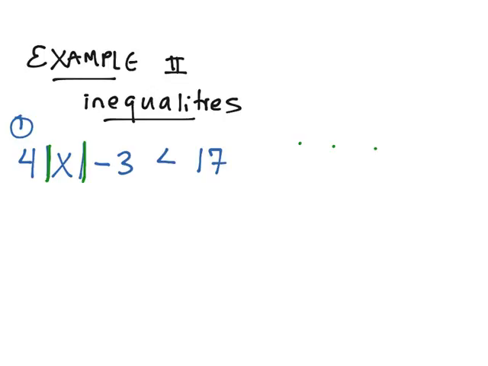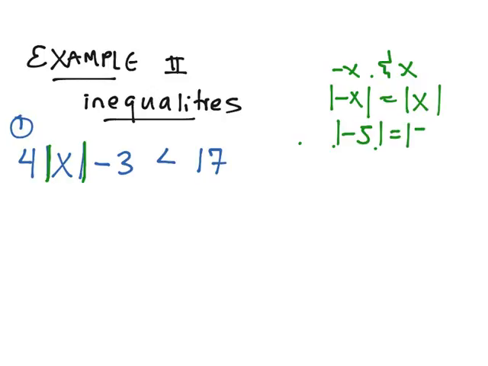Remember, the absolute value of x is the distance of x on the number line from 0, which means minus x and x have the same absolute value. So, the absolute value of, say, minus 5 is equal to the absolute value of 5, which is equal to 5. Pretty simple.